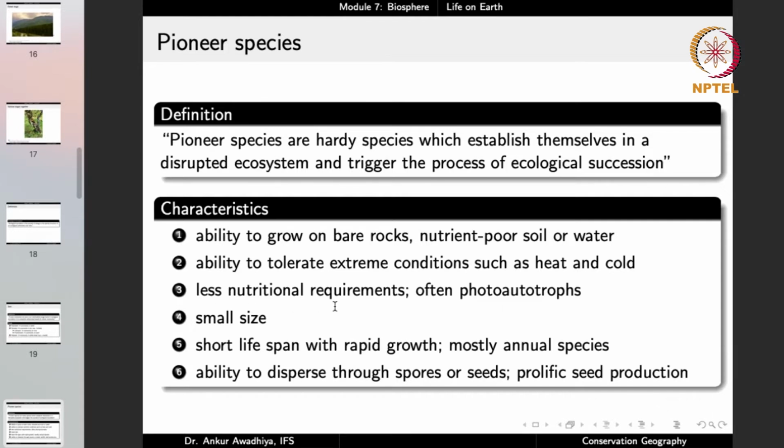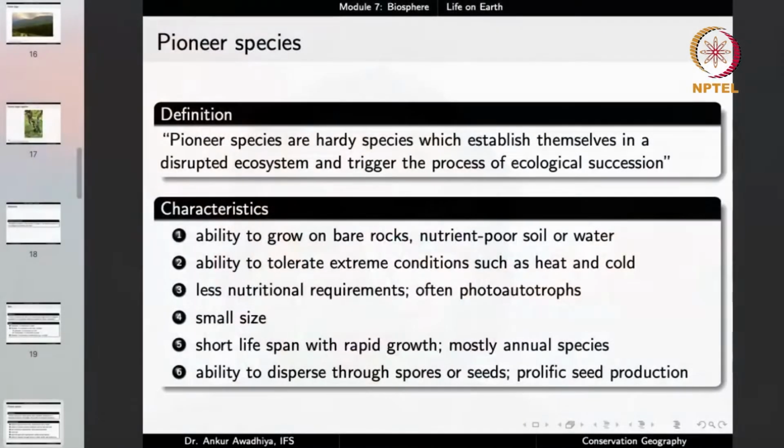They should have less nutritional requirements, because again, you have very less amount of nutrients that are available on the bare piece of rock. So if the nutrients are not available, then the organisms that are able to survive in such conditions should be able to make do with very little amounts of nutrients.